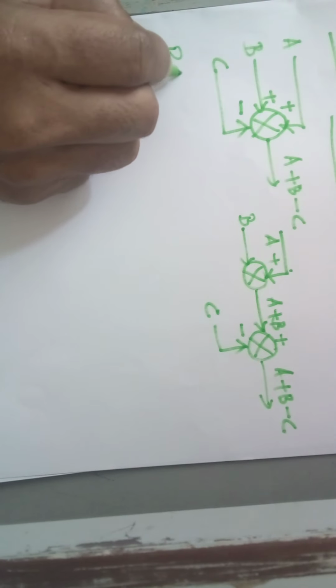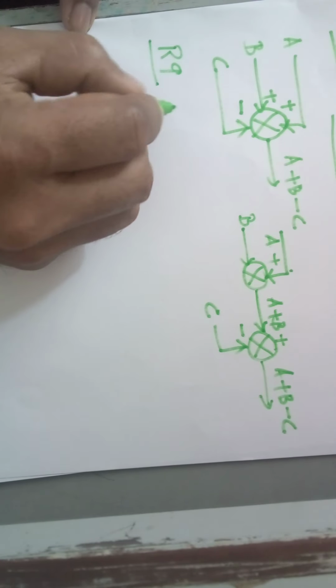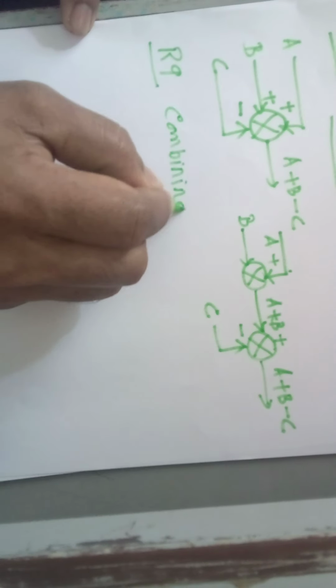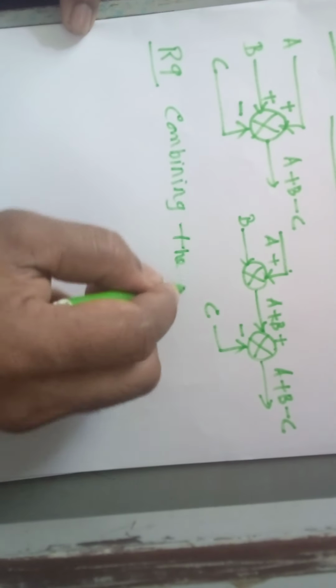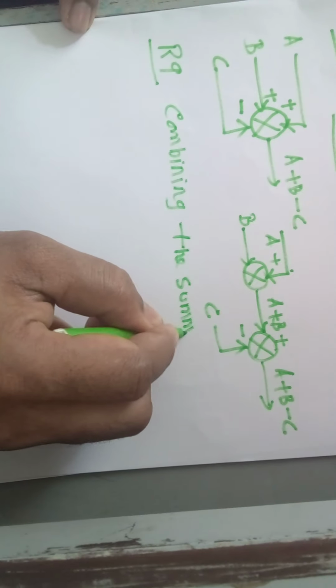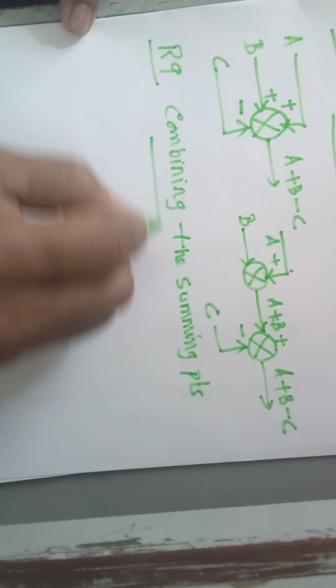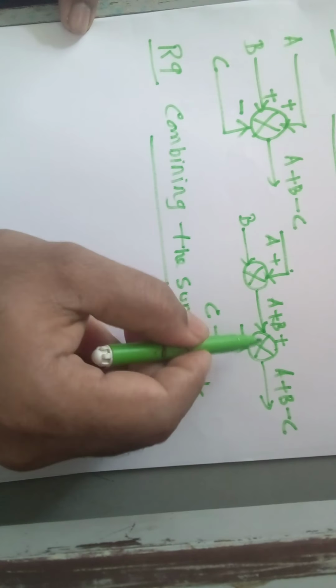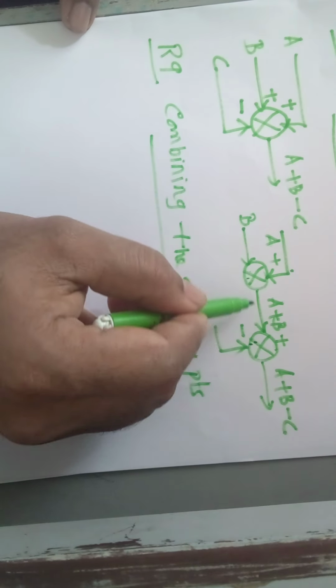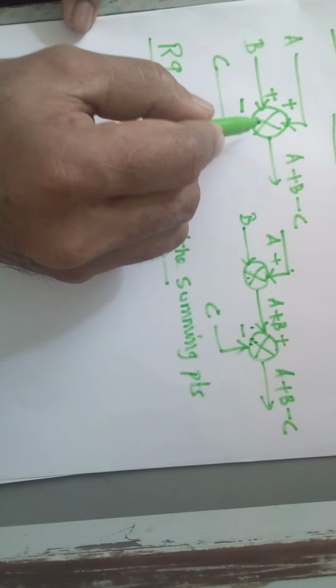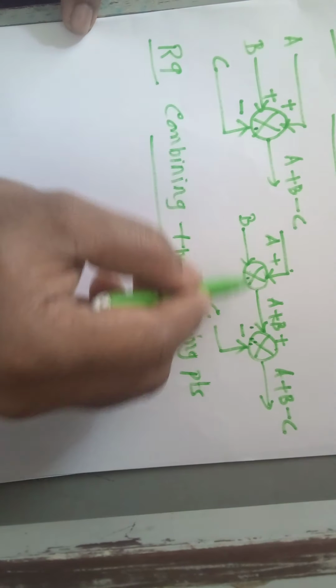The next rule is rule number 9, combining the summing points. Right? The reverse process of this one. So here you will be having a block diagram like this. You need to combine these two into a single summing point. Understood? Can you do this?